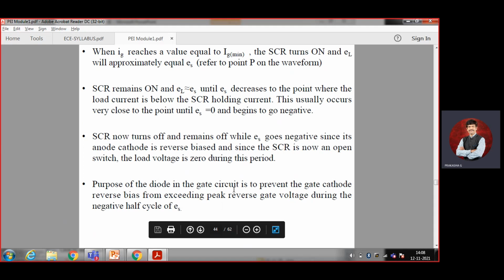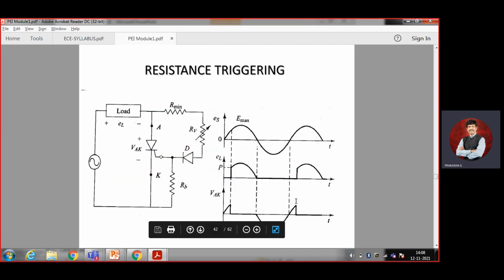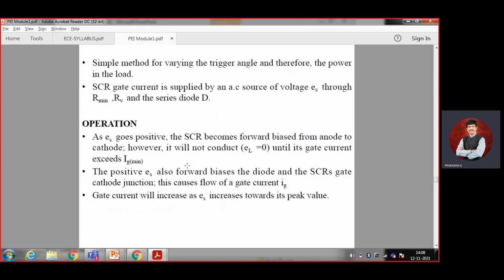The purpose of the diode in the gate circuit is to prevent the gate cathode reverse bias from exceeding a peak reverse gate voltage. See, you might have a question why this diode is required. Diode, what will it do? It will allow only DC. Okay, it is just like a switch. If it is forward biased, then it will conduct. Whatever you are applying passes through that one itself. Forward bias is just like acting as a switch in this case.